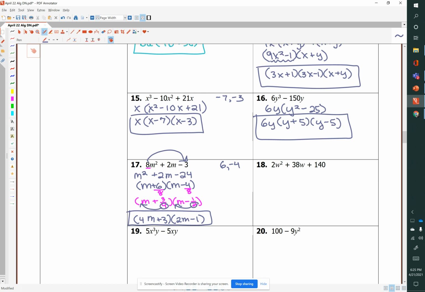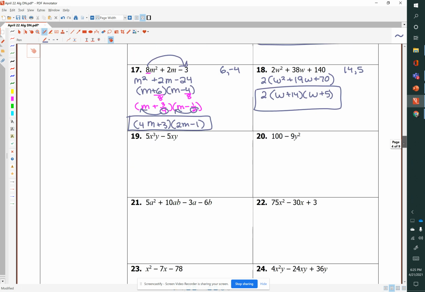Number 18, let's factor out a 2, which would give us w squared plus 19w plus 70. And now what we need is two numbers that add to 19 and multiply to 70, and they'll both be positive. So that would be 14 and 5. They add to 19, and 14 times 5 is 70. So that would be 2 times w plus 14, w plus 5. And that completes number 18.